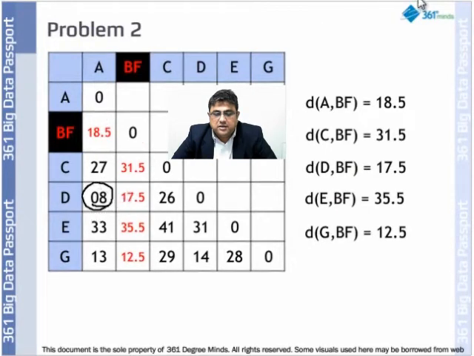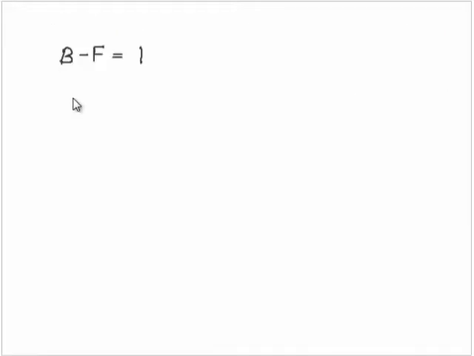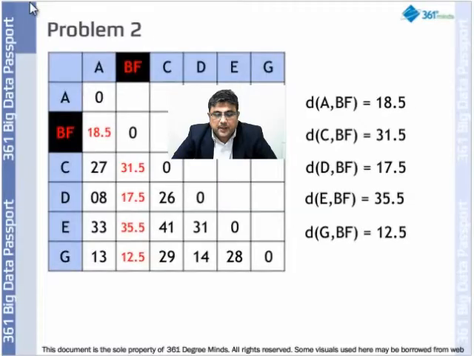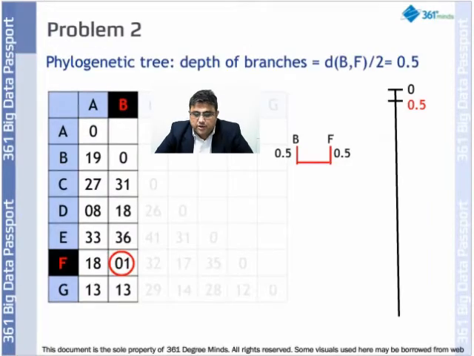Alright. So let's write this down. A and D is 8. Let's go to the next slide. Let's try and draw this tree here. We go over to the slide. We go to the whiteboard.